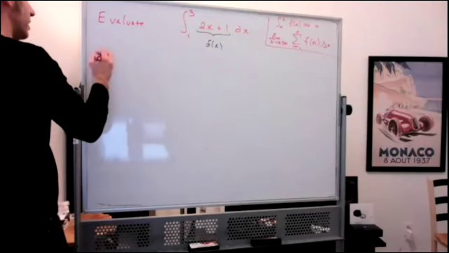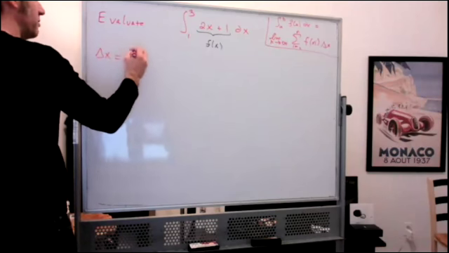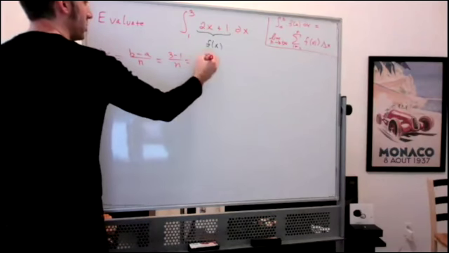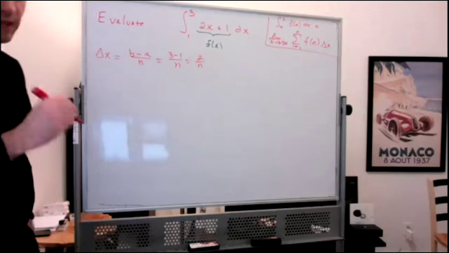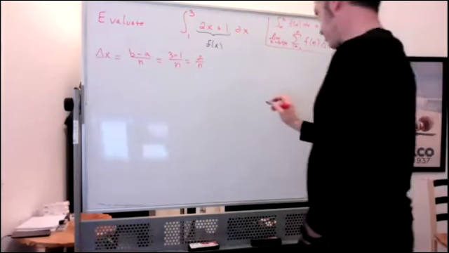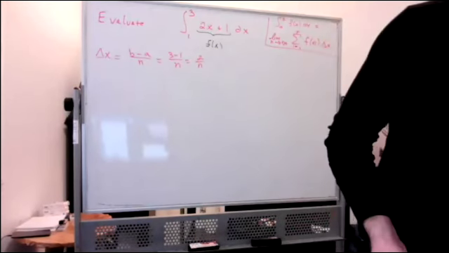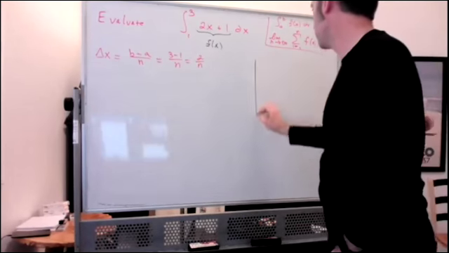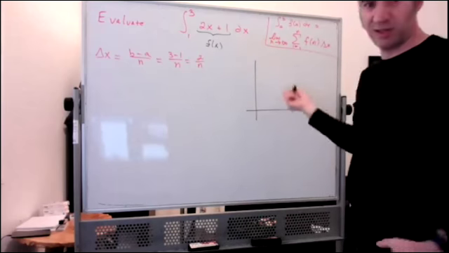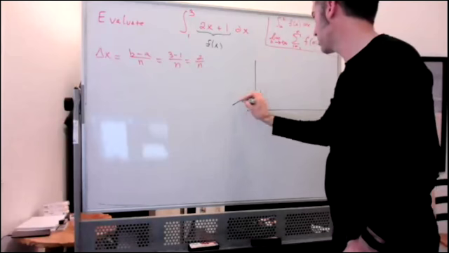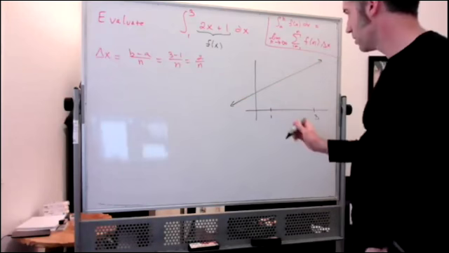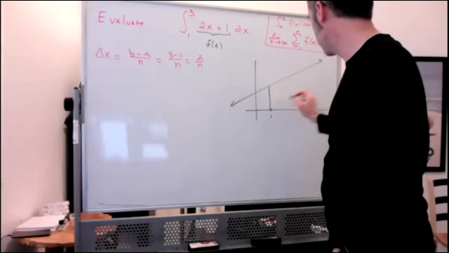Okay, so we need delta x, which is just b minus a over n, which is 3 minus 1 over n, which is 2 over n. And then we need x sub i. You don't have to draw a picture, but I'm going to draw a picture here. Sorry, I need to refill some of my pens here. So, right, 2x plus 1 is just a straight line. It's kind of like this. And I'm going from 1 to 3. I'm trying to find this area here.